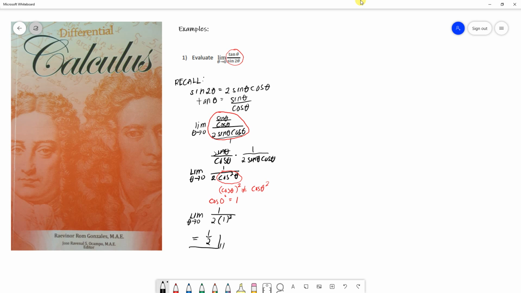Okay? So yan yung pagsagot. So hindi pa natin ina-apply dyan yung special limits. Pinakita ko lang yan kasi pagdating sa limits, both algebraic and trigonometric, kailangan alam ninyo i-solve or memorize ninyo yung mga rules. Okay, proceed naman tayo sa example number 2 after this.